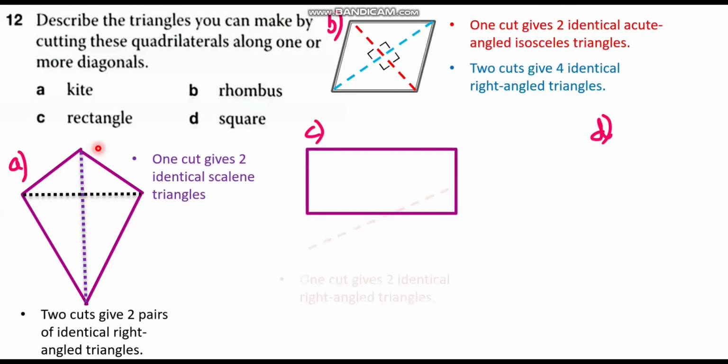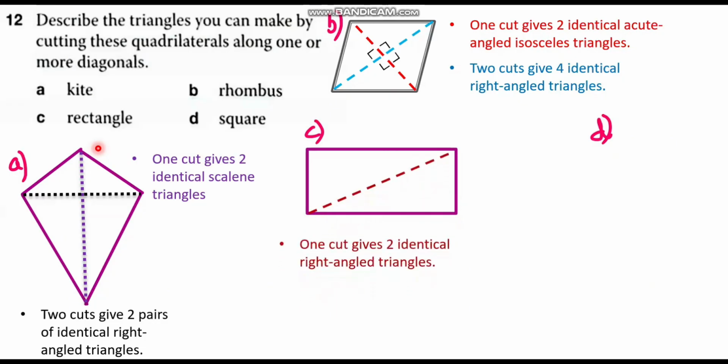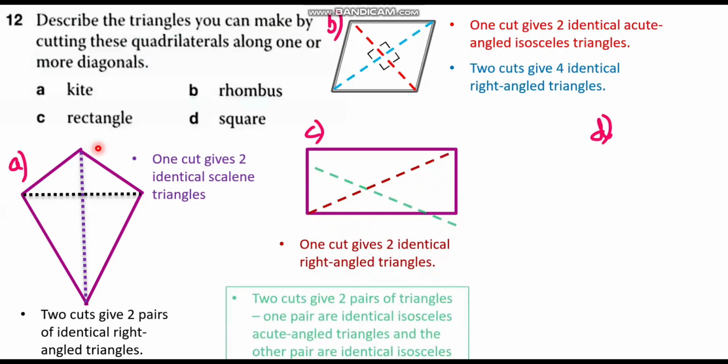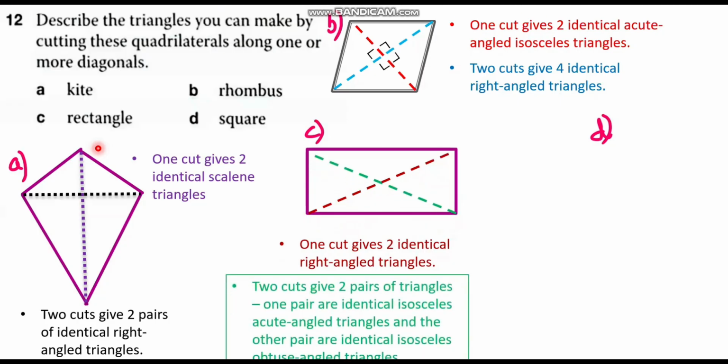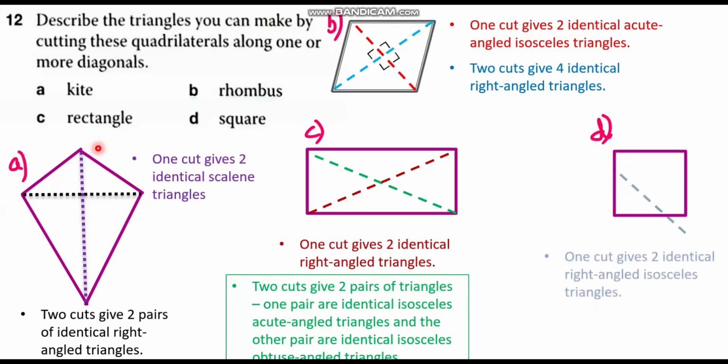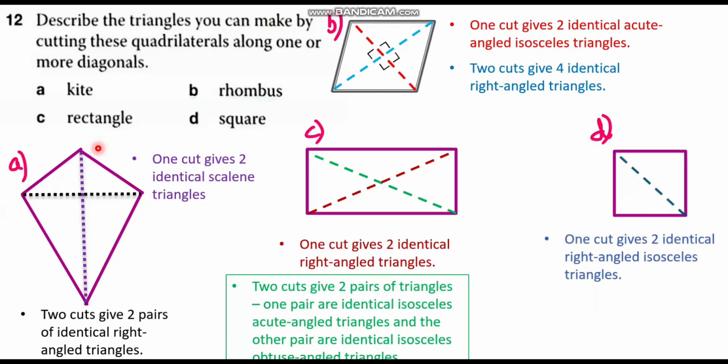In a rectangle, if we draw one diagonal, we get two identical right triangles. And if we draw another diagonal, we get four triangles in which one pair is acute triangles and another pair contains obtuse angles. In the last one, which is a square, one diagonal gives two identical right triangles and another diagonal will split the shape into four identical right triangles.